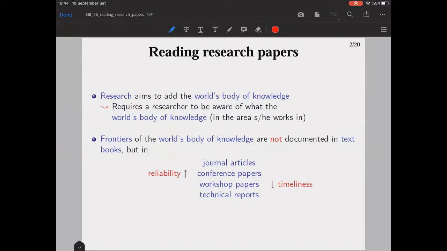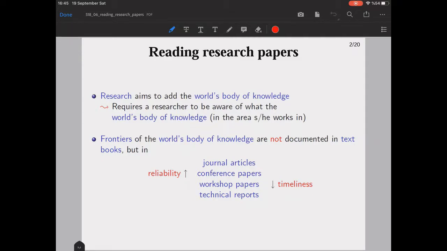Frontiers of the world's body of knowledge are not documented in textbooks. I mean, you cannot find them. Suppose that you're trying to do research about computer networks, for example. You cannot find anything interesting in Andrew Tanenbaum's books, for example, although they are very good books. And suppose that you're trying to do research in artificial intelligence. Again, you cannot find anything interesting.